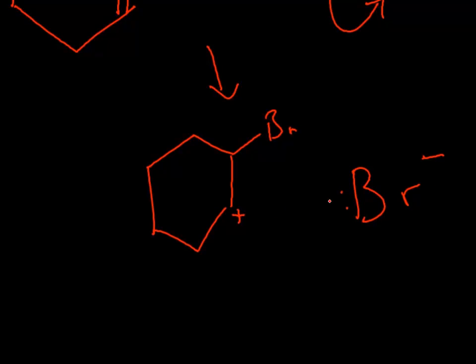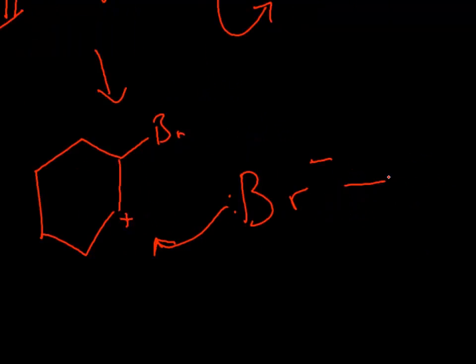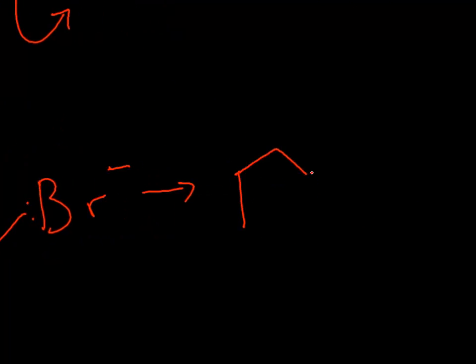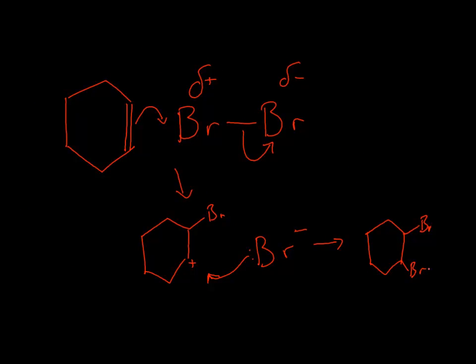The lone pair on the bromide ion can then form a bond between the carbon and the bromine, and this gives us our product. Now, as can be seen here, we no longer have the double bond, and we have added bromine across the double bond. This is an addition reaction, this is electrophilic addition.